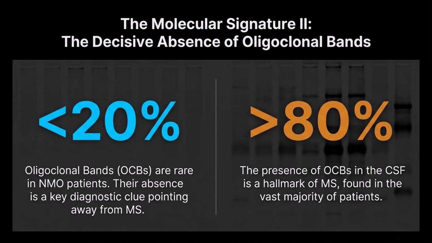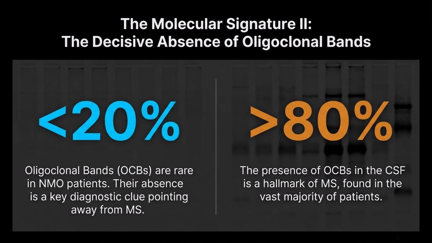As you can see on the left, oligoclonal bands are actually rare in NMO patients, appearing in less than 20% of cases. In contrast, the presence of OCBs is considered a hallmark of MS. They're found in the vast majority of MS patients, specifically in more than 80% of cases. Therefore, finding these bands strongly supports an MS diagnosis, while their absence is much more consistent with NMO.